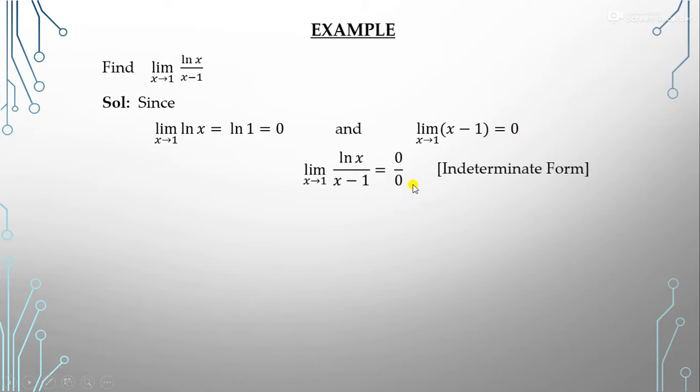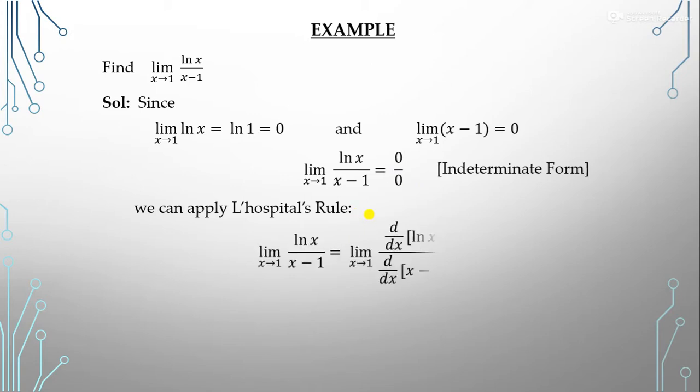So here we use the L'Hospital rule. What is the L'Hospital rule? Differentiate the numerator and differentiate the denominator. The differentiation of log x is 1 by x, and the differentiation of x minus 1: x differentiates to 1, and the constant's differentiation is 0. So it becomes only 1 upon x. Now when you apply x tends to 1, it becomes 1.